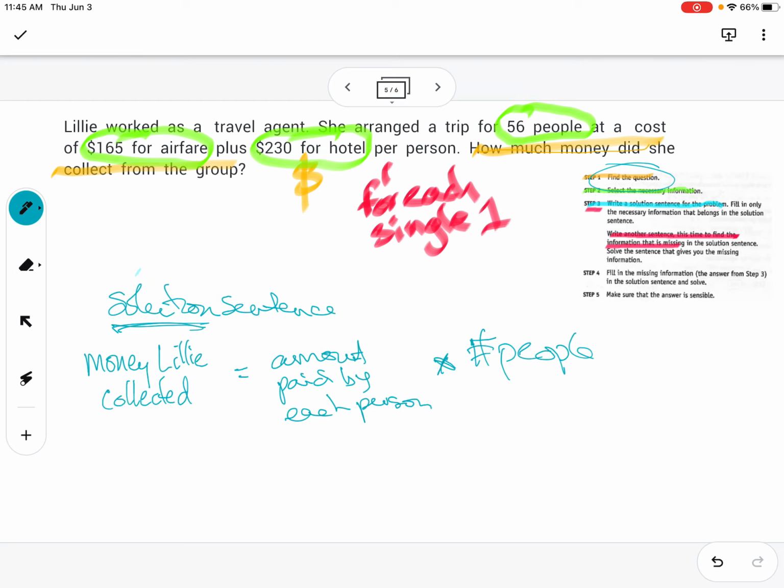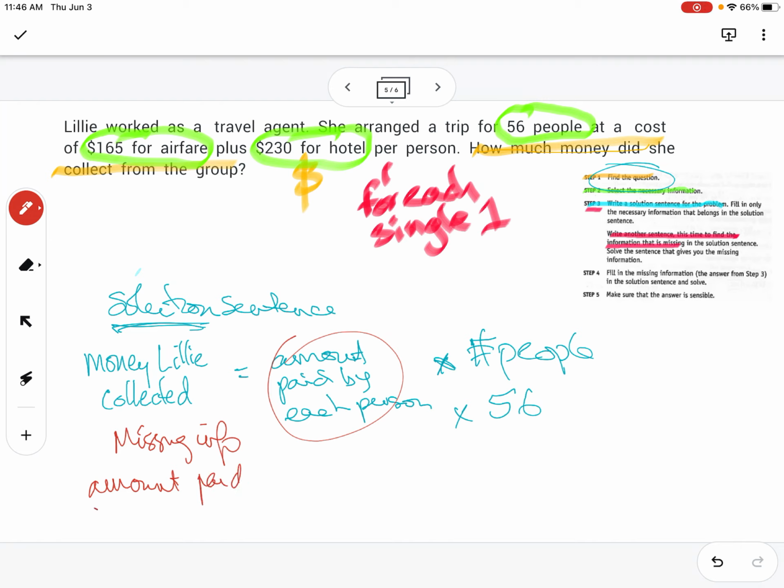The number of people I know, that's 56. The amount paid by each person, I don't know yet. This is what I'm going to call my missing information. So I'm going to switch colors over to red and make my missing info sentence. So my missing info sentence, this is the thing that I see is missing. I don't have it yet. That is the amount paid by each person.